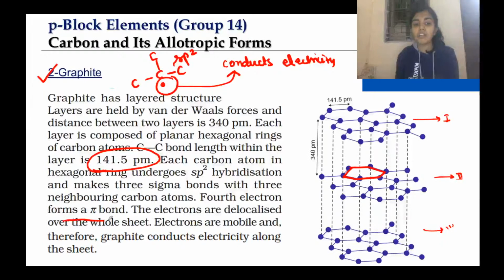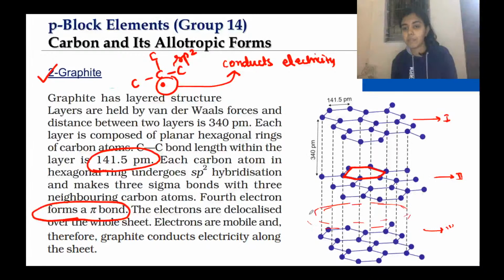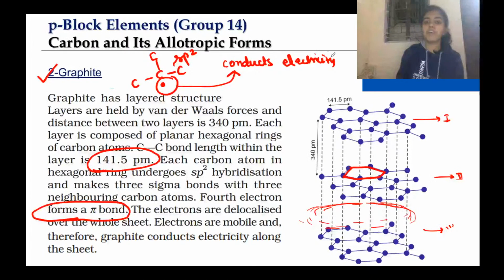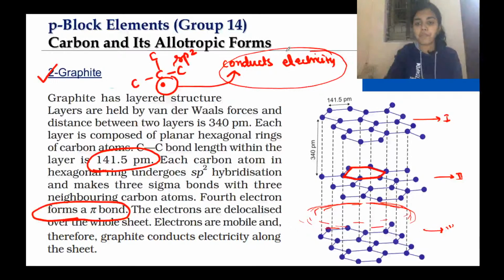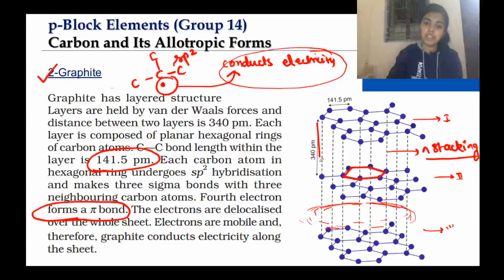So, the 4th electron is responsible for the formation of pi bond, and these pi electrons are present between the layers here, right? And these are responsible for the conduction of electricity in graphite. This is known as what? Pi stacking. Okay. Now the distance between 2 layers, if you see, comes out to be 340 picometer.